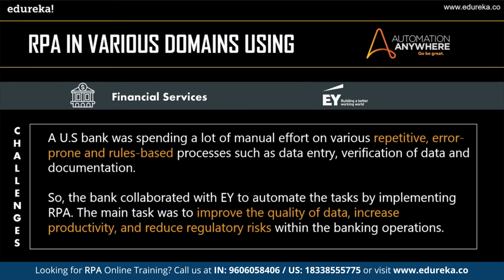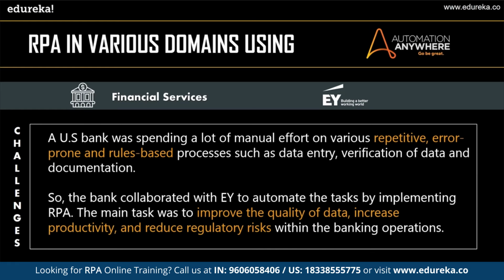So the bank collaborated with EY to automate the task by implementing RPA, and the main task was to improve the quality of the data, increase productivity and reduce regulatory risks within the banking operations. To overcome these challenges, the team decided to consider a few factors while choosing the RPA platform. The factors were that the RPA tool chosen should be a tool which has been used in the banking and finance industry before. It has license flexibility. It has an enterprise-grade solution which has the ability to operate with the existing application scope and IT infrastructure, and also provides professional training with rapid deployment.